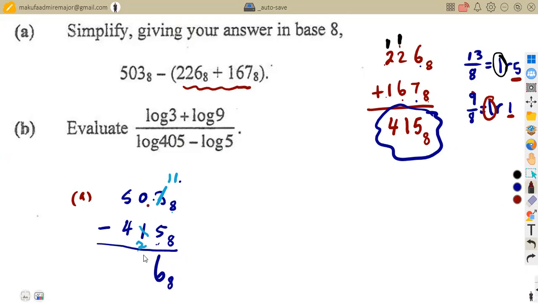0 minus 2, it's impossible. So we add the base. 0 plus 8, that's it, 8. We give 1 to the next term. So 4 plus 1 is going to give us a 5. Here we subtract 8 minus 2, which is going to give us 6. 5 minus 5, that's a 0. So we are going to obtain 60 in base of what? In base of 8. So that was our idea of this question.